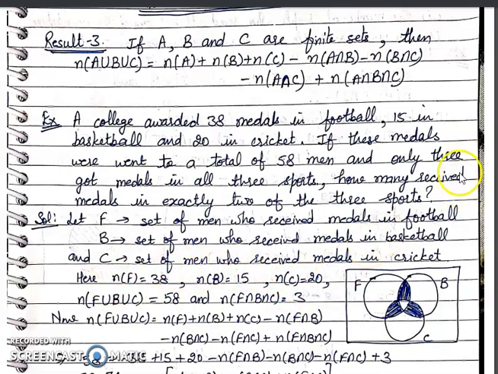Now we have to find how many received medals in exactly 2 of these 3 sports. So we have to find F intersection B but not C, this shaded portion; B intersection C but not F, this shaded portion; and F intersection C but not B, this shaded portion. So we have to find the sum of these three shaded portions.